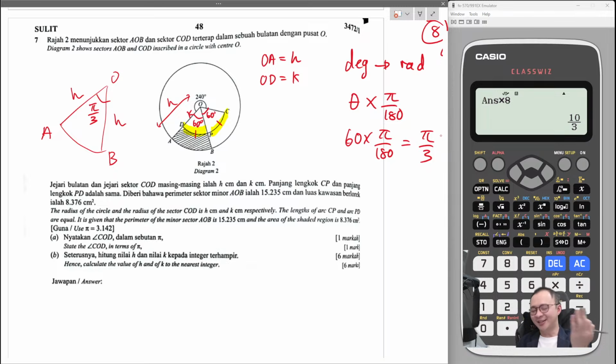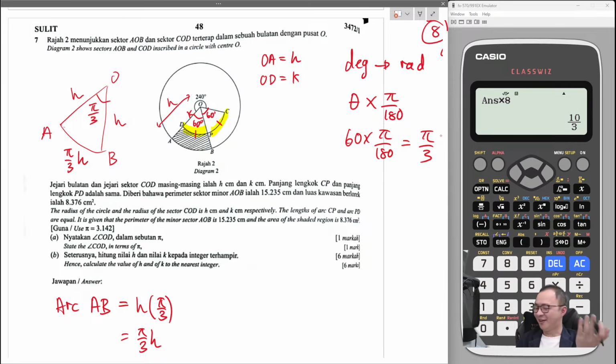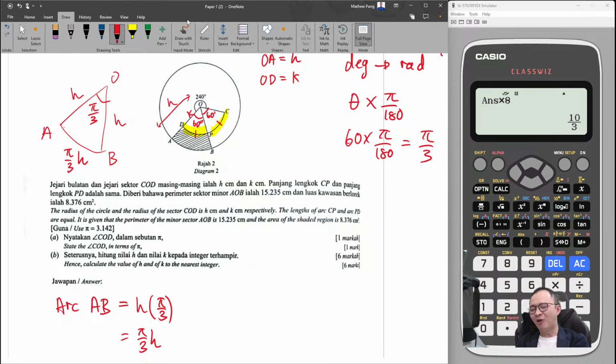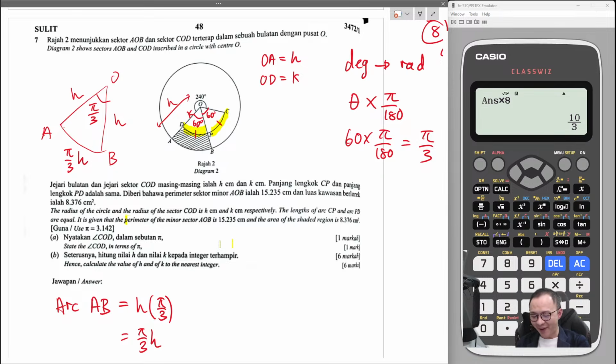Then how do we find the arc length? The arc length formula is R theta, isn't it? So arc AB is R theta. R is H, theta is pi over 3. So it's pi over 3H. Because the formula is just R theta, very easy. Why do I need to find out all this? Because the question tells me perimeter.